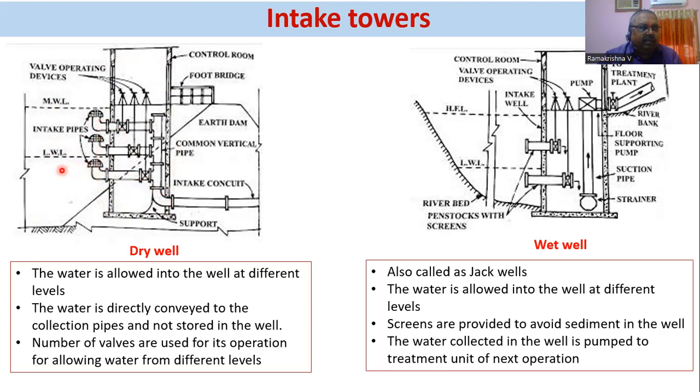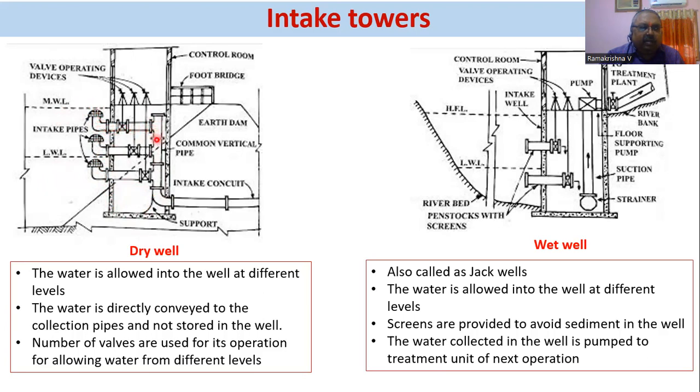Because there is a possibility that the water may go into a dry position. So even at that particular period, the water can be drawn from the river into the intake. That's the reason why we put the intake pipes at different elevations in the intake tower, right? Now what you see in the dry well, what will happen? These pipes are connected to a larger pipe, right? So the water will come directly from the river through this pipe. It will enter into the main pipe.